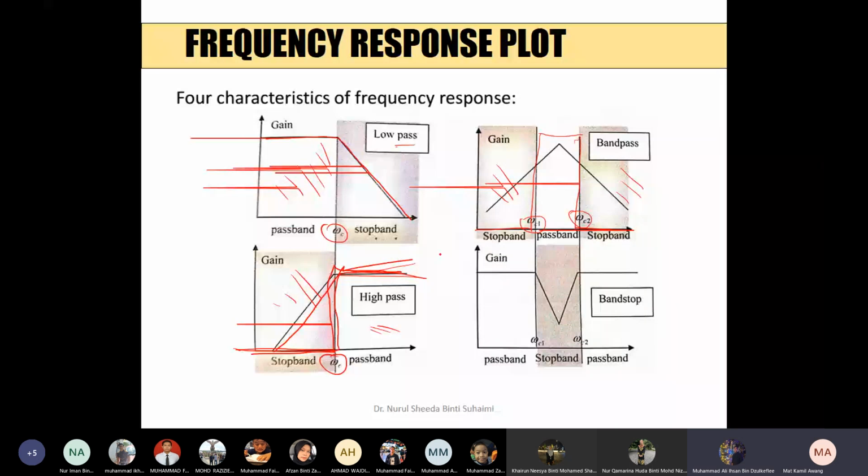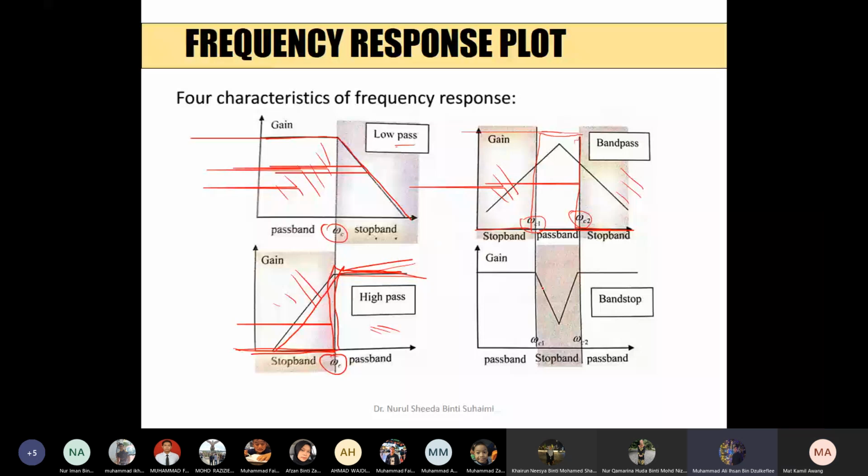Yes, because low pass, you pass the low. The high pass, you pass the high. Band pass, you pass this band, the part in between. Band stop, you stop the one in between. Faham sir? Okay. So these are the 4 types of filters. Right?